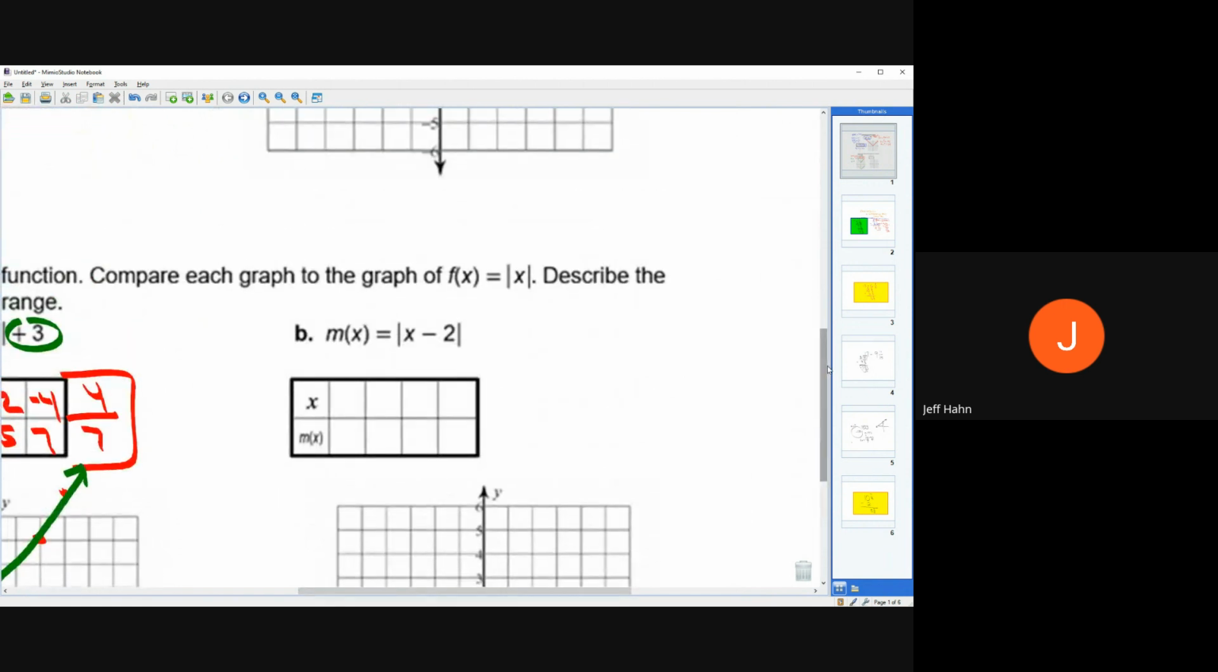How is this different? This is different in that the number is along with the x inside the absolute value sign. The other one had the absolute value sign and then the number outside of it. This one is inside. I wonder what's going to happen.